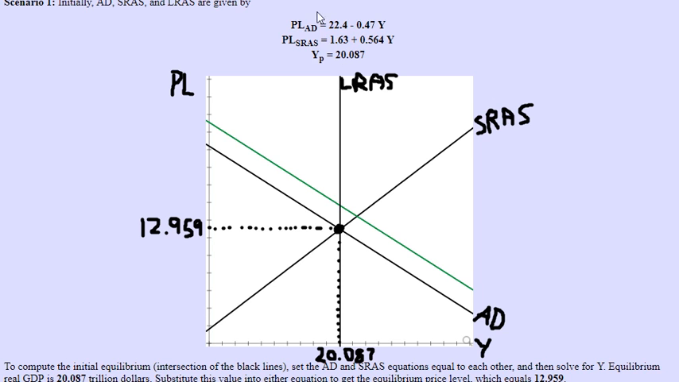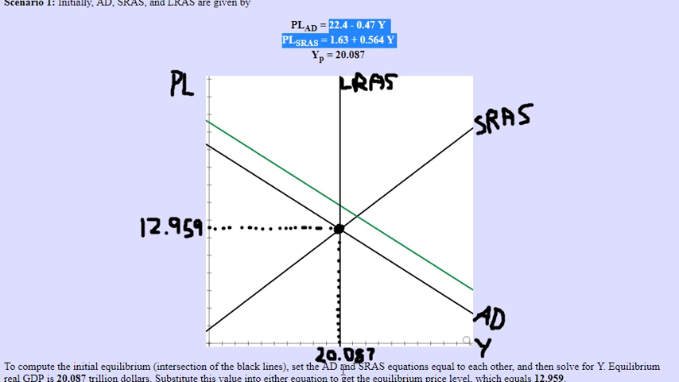It just so happens that this aggregate demand curve, which is this black downward sloping line, and this short run aggregate supply curve, which is this upward sloping line, equate at this point here. And this point corresponds to GDP equaling potential GDP. So GDP, the dashed line, and potential GDP, the solid vertical line, are the same, 20.087. If I set this equation equal to that equation, solve for y, I'm going to get 20.087. So initially, real GDP equals potential GDP.